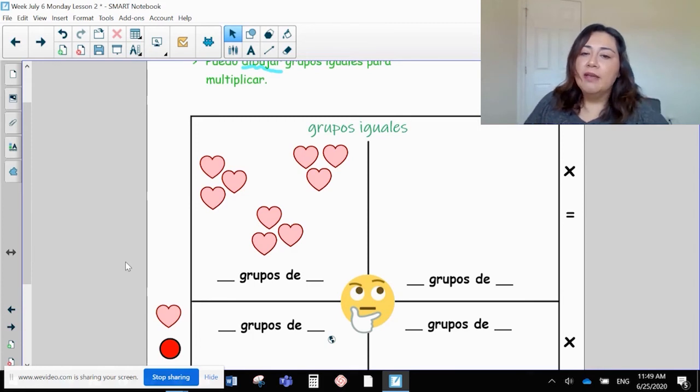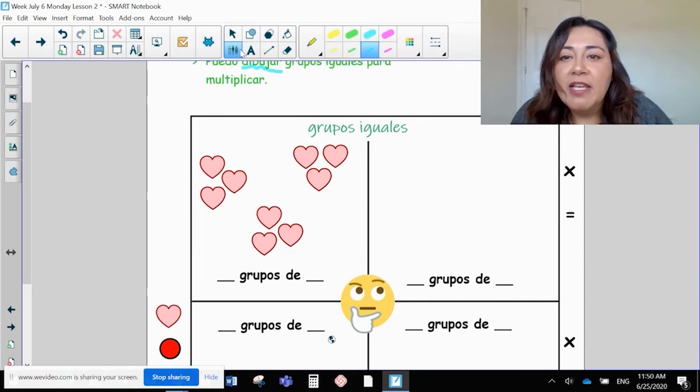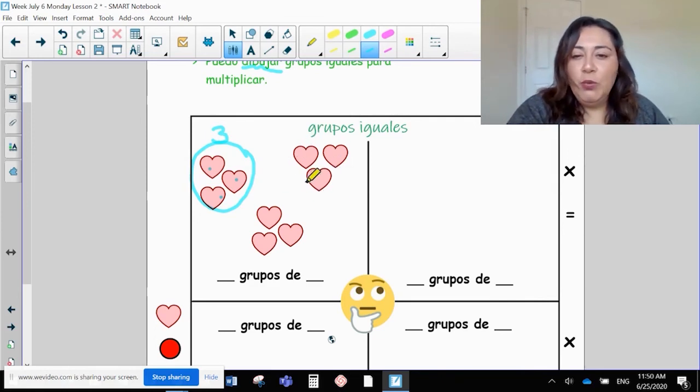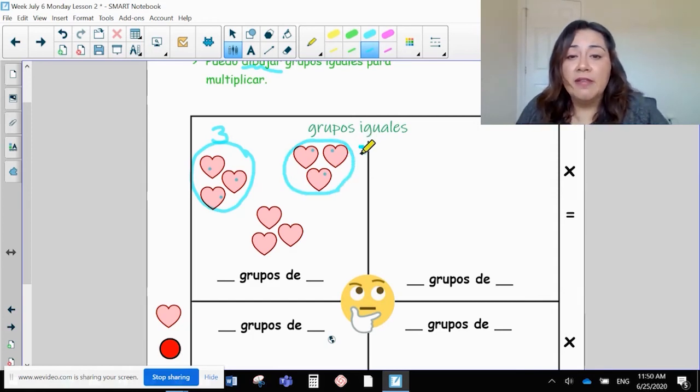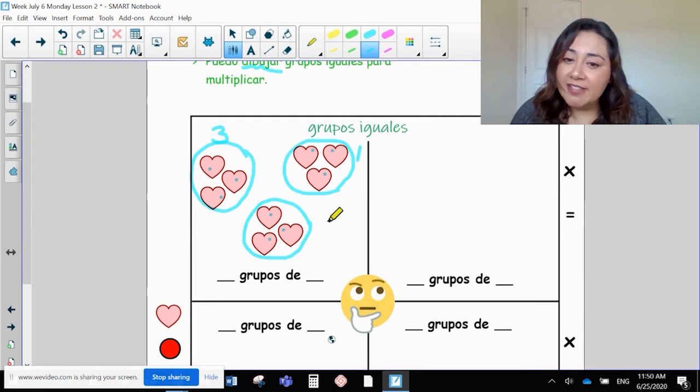¿Cuántos grupos hay y qué cantidad hay en cada grupo? Bueno, vamos a ver. En este grupo de aquí tenemos 1, 2, 3 corazones. En este grupo tenemos 3. Acá tenemos otro grupo de corazones que están juntitos. 1, 2, 3. También hay 3. Hasta ahora los grupos son iguales. Y en este último tenemos 1, 2, 3.